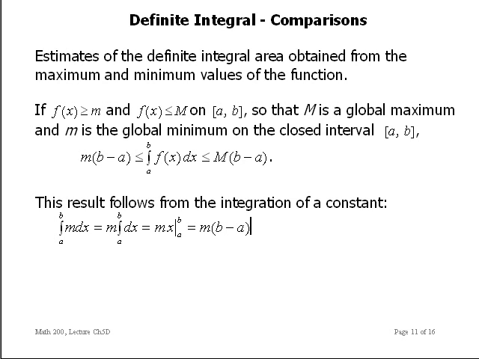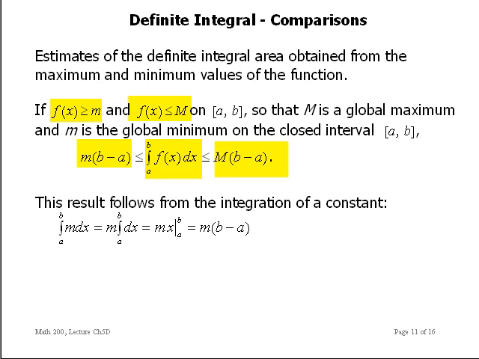Another property of the definite integral is that we can use the global maximum and the global minimum of the function to get an upper and lower bound on the integral. Let us say that f is greater than or equal to some value m, and less than or equal to some big M on the interval AB. If I take the integral of the function on AB, I know it has to be less than big M times b minus a and greater than little m times b minus a.